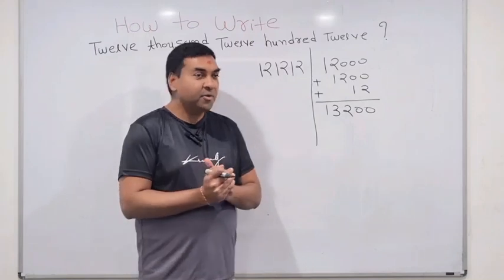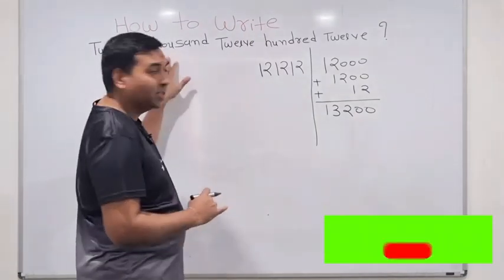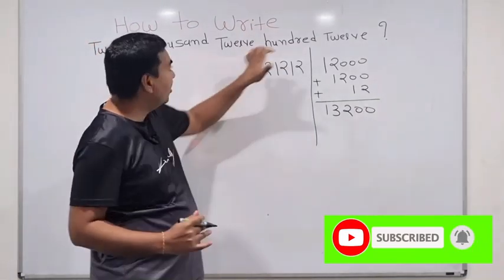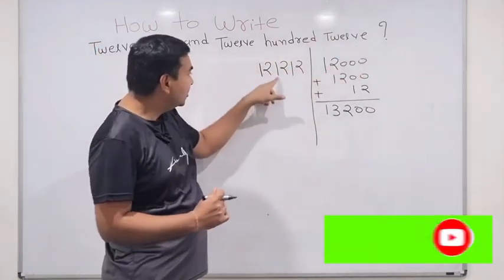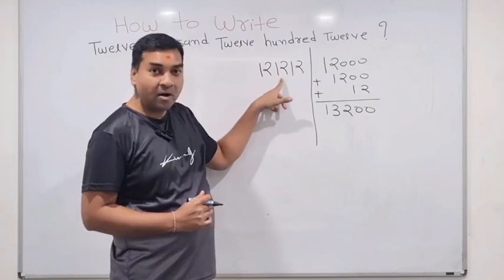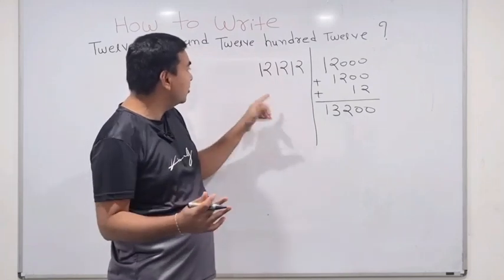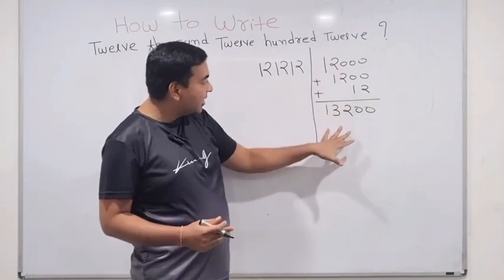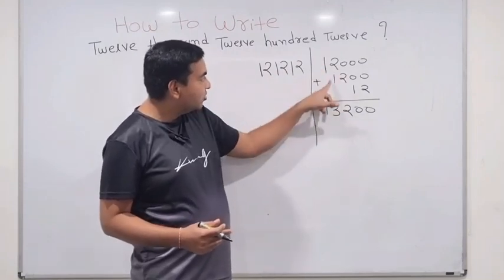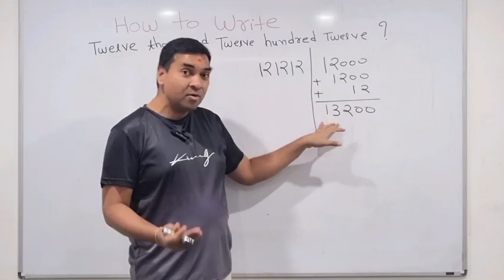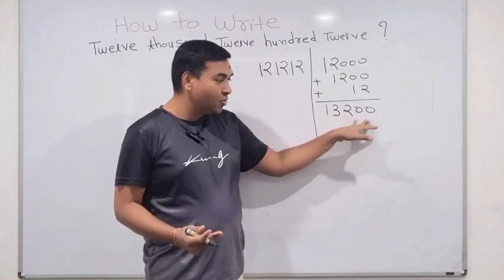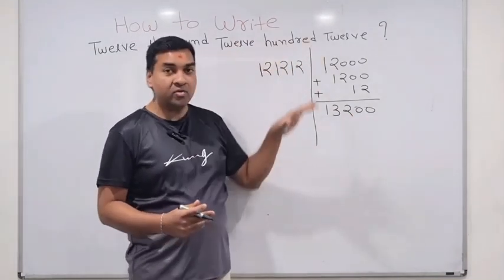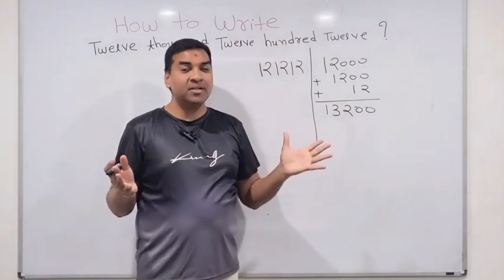Now, friends, we will look at the solution of this problem. Can we really write down 12,1212? Is this the correct way of writing it down? Because that's not turning out to be 12,1212. When we write it down in an expanding way, it turns out to be 13,200, but we don't want that. We want 12,1212. So what is the complexity?